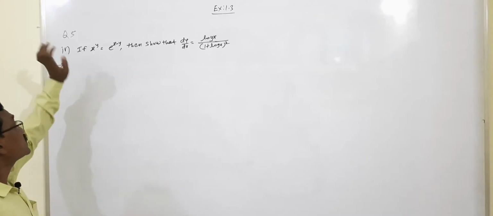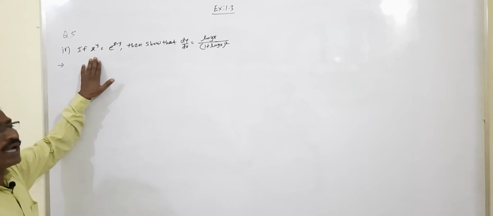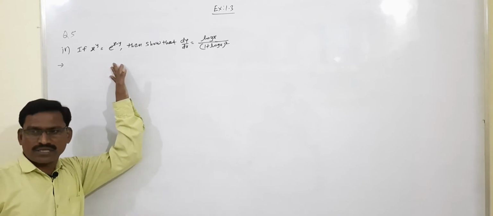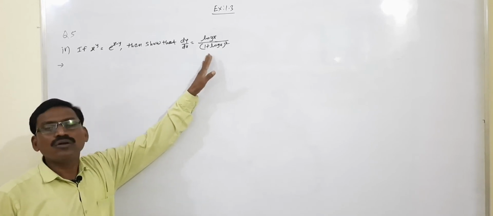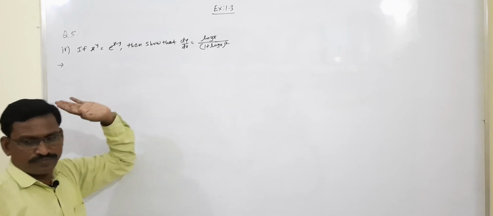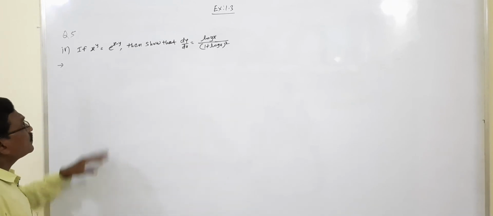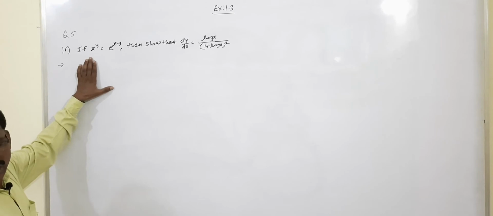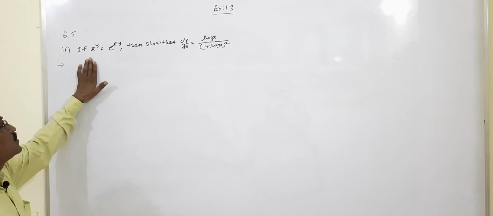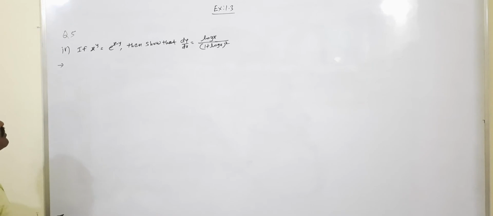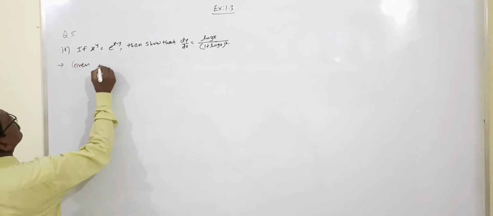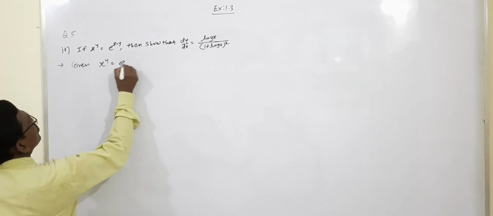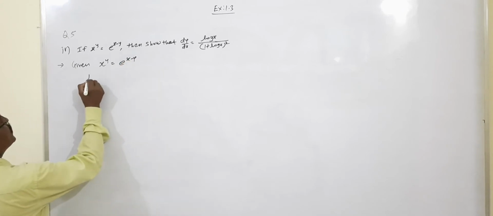Now the next example: if x to the power y equal to e to the power x minus y, then show that dy by dx equal to log x upon 1 plus log x whole square. Here it is a power function, since x to the power y, we take log on both sides. Given x to the power y is equal to e to the power x minus y, taking log on both sides.